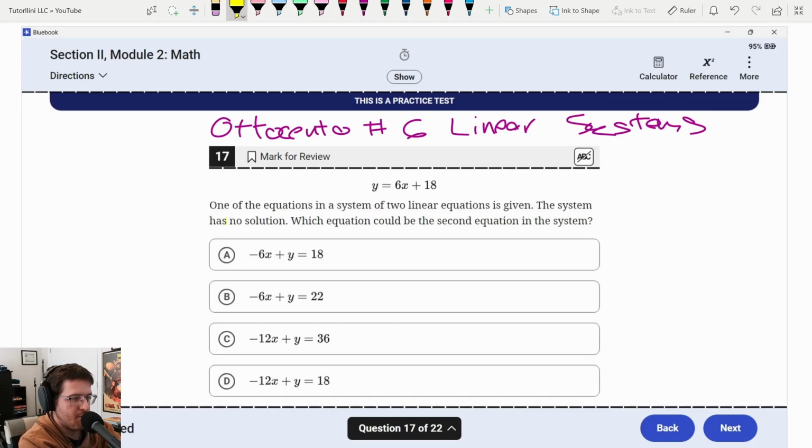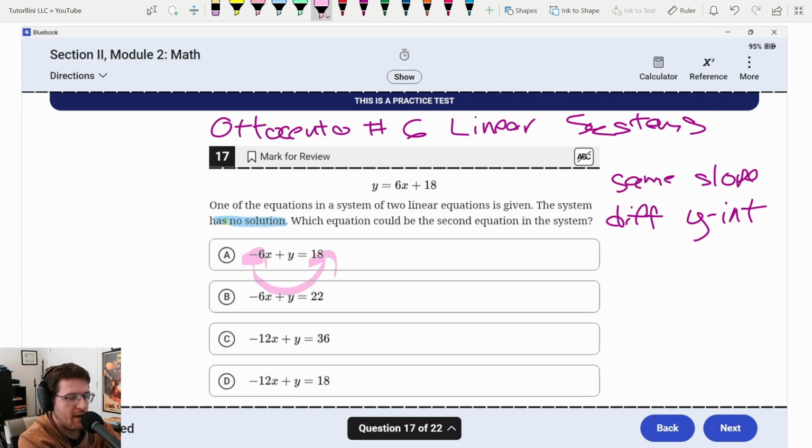When we have a system with no solution in slope-intercept form, that means they have the same slope and different y-intercepts. So we want the same slope and different y-intercepts. Pretty much with all these answer choices, the only thing I need to do to put it in slope-intercept form, y equals mx plus b, is to move these x terms over to the other side.